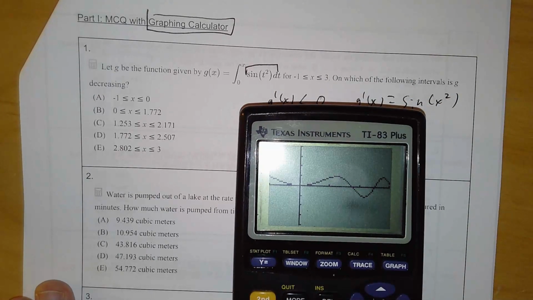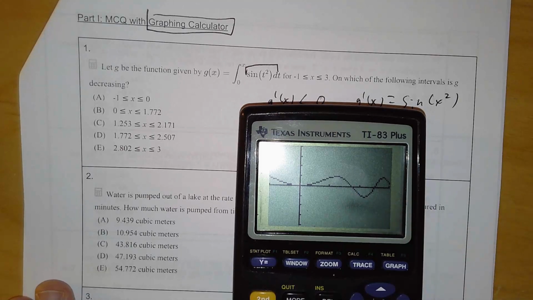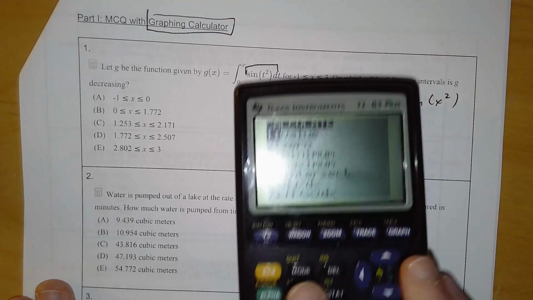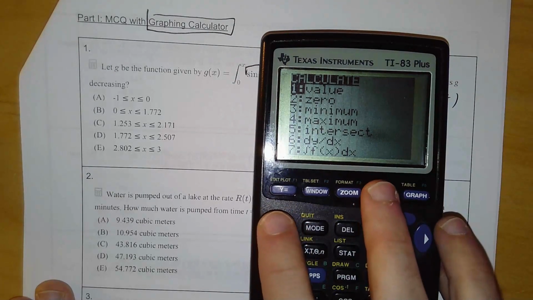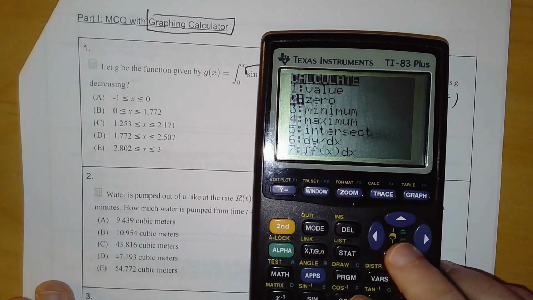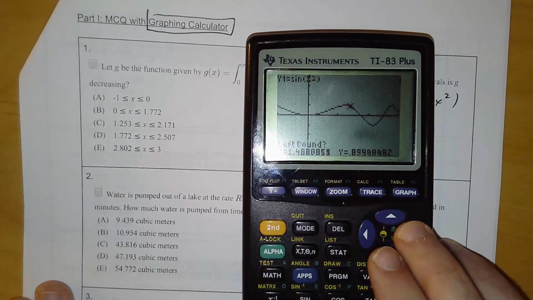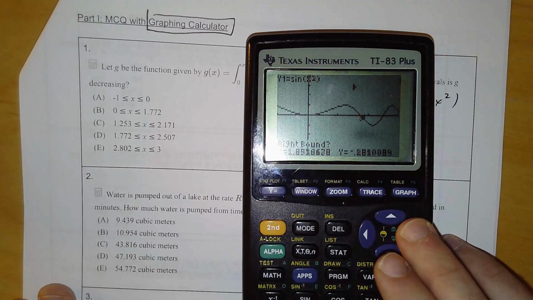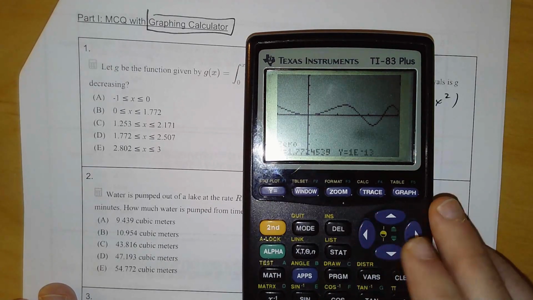Okay, so see here, we can see that it's negative here. So I need to find out where this is exactly. I can find it by clicking second, and then trace gets you to this screen. You're going to go for zero. You're going to mark one point to the left of the intersection, one point to the right, and one point in the middle.